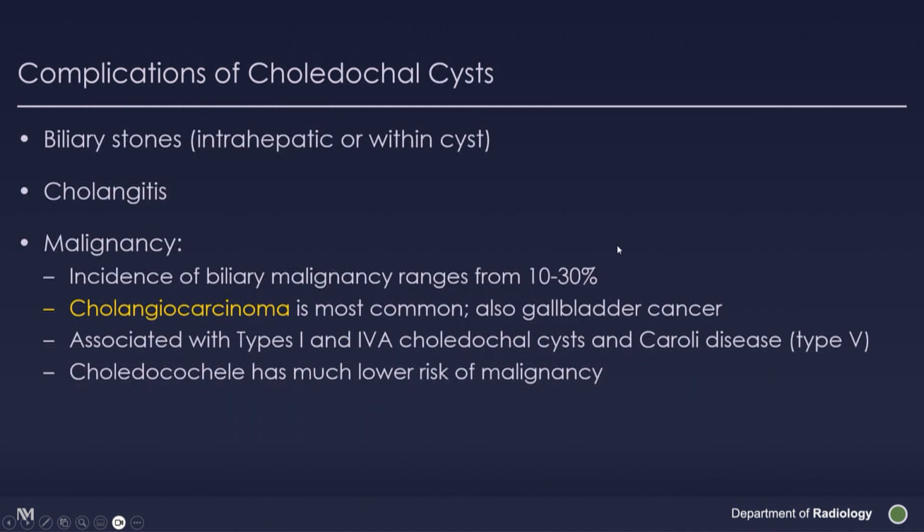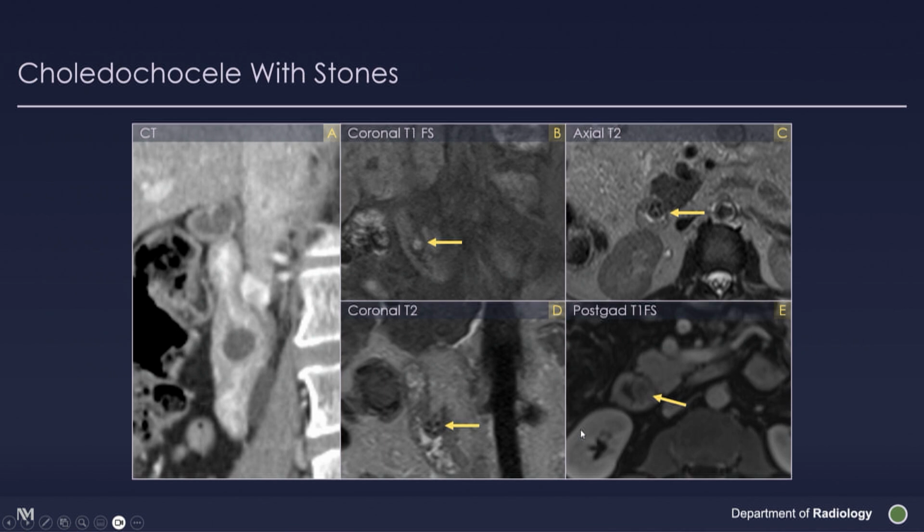What are the complications of choledochal cysts? Well, biliary stones, as I'll show you, are certainly one of them. Cholangitis is the other, but the one we always worry about is malignancy, and the incidence of malignancy can be variable, but around 10 to 30% depending on the type. And it's typically cholangiocarcinoma, but also can be in the setting of gallbladder cancer. More commonly in that type 1, that fusiform dilatation, the 4A, and Caroli's disease. Choledochocele or choledochal diverticulum rarely are associated, or essentially the diverticulum has no significant association with malignancy.